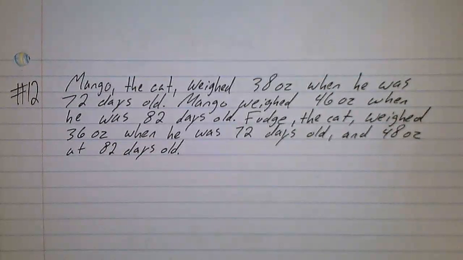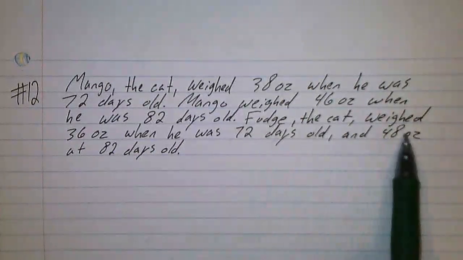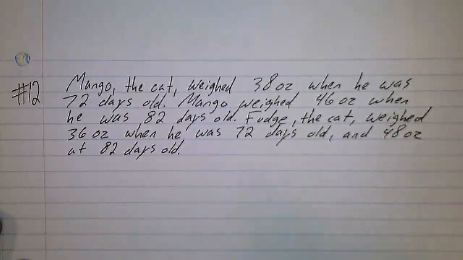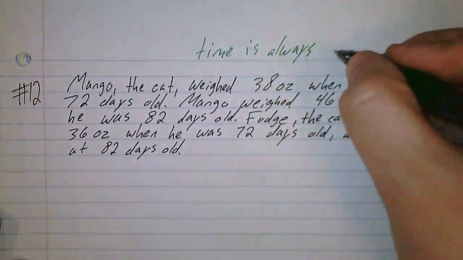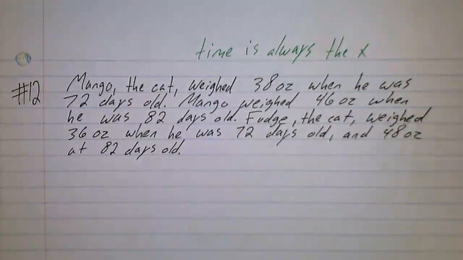Mango the cat weighed 38 ounces when he was 72 days old. Mango weighed 46 ounces when he was 82 days old. Fudge the cat, so a different cat now, weighed 36 ounces when he was 72 days old and 48 ounces at 82 days old. One thing that's important here is that time is always a function of the x. Time is always the x.